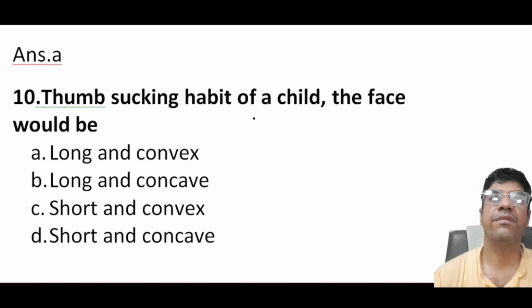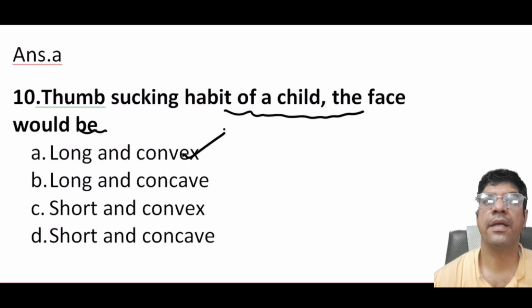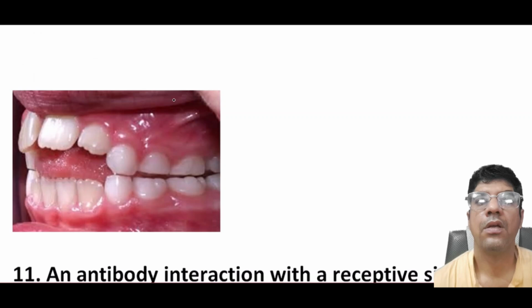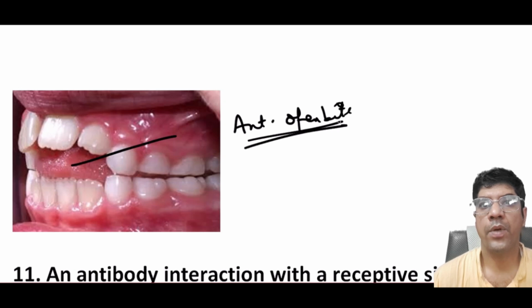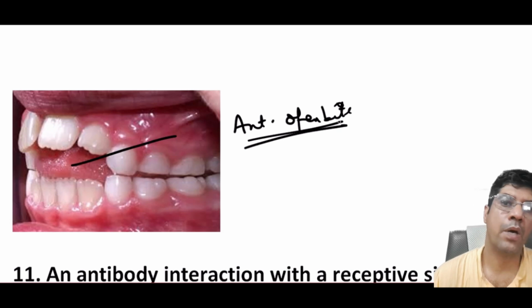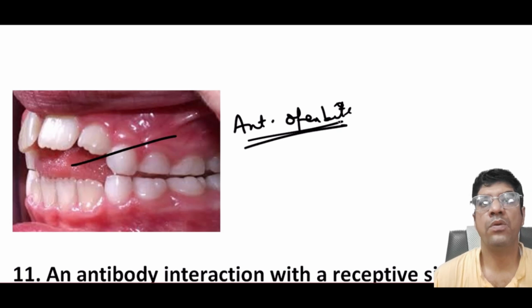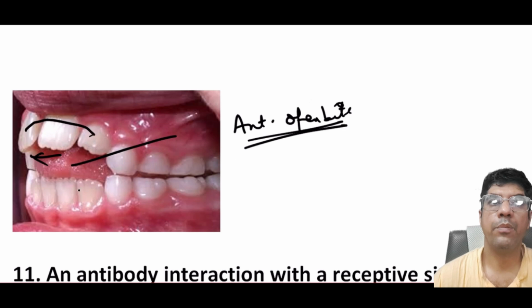Now, the thumb sucking habit of a child, the face would be, the answer is long and convex. So remember what the effects of thumb sucking are. There you will see an anterior open bite, so the upper and lower front teeth do not touch when the mouth is closed. Apart from that, you can see increased overjet, maxillary protrusion, mandibular retrusion.